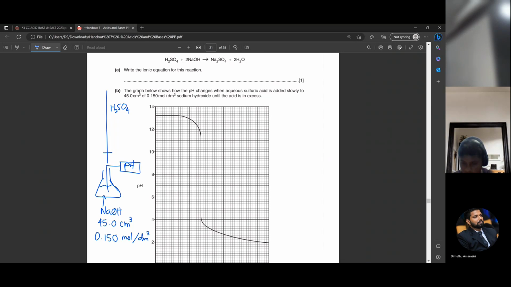But this is a strong acid, right? So I can say H plus and OH minus.